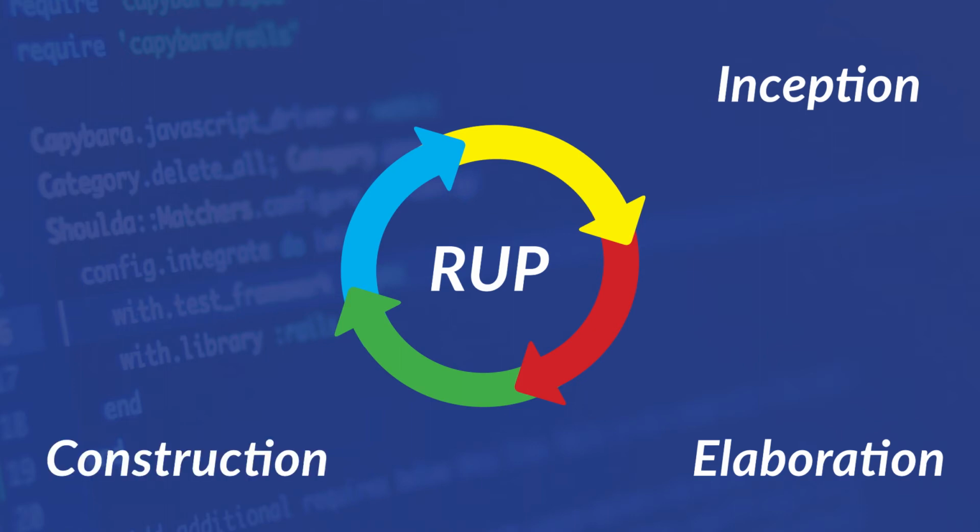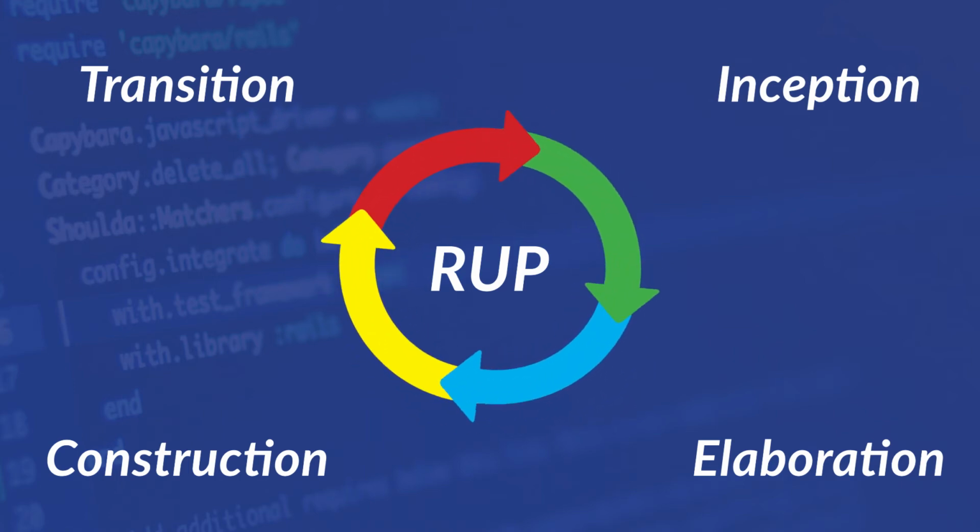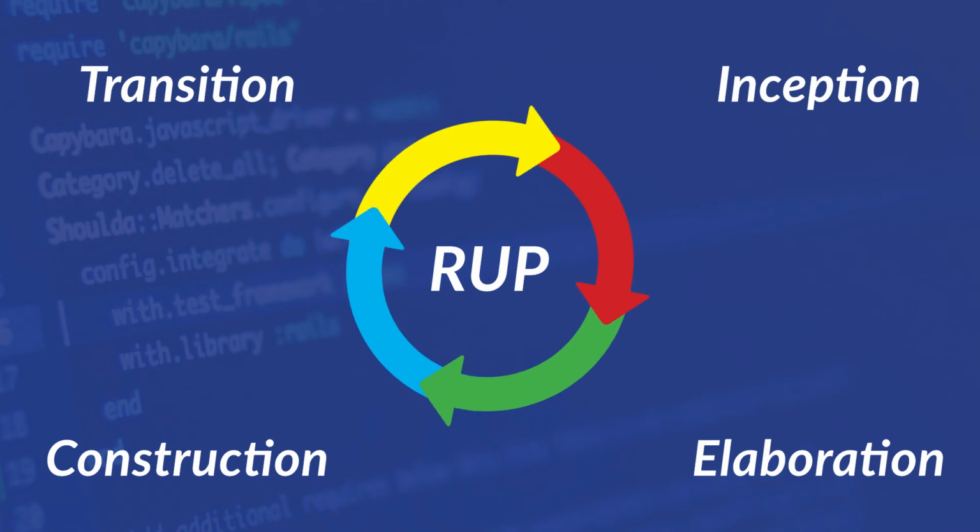Third is construction. The project is developed and completed. The software is designed, written, and tested. And the last one is transition. The software is released to the public. Final adjustments or updates are made based on the feedback from end users.